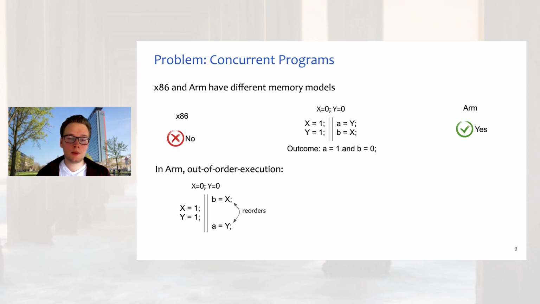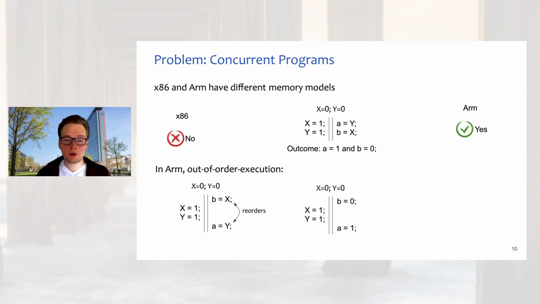After all, CPUs may do out-of-order execution, which means independent instructions are executed in an order that differs from their syntactic order. So, in the example, the second thread reads from X and Y, but because X and Y are different memory locations, these operations are locally independent and may thus reorder on ARM.